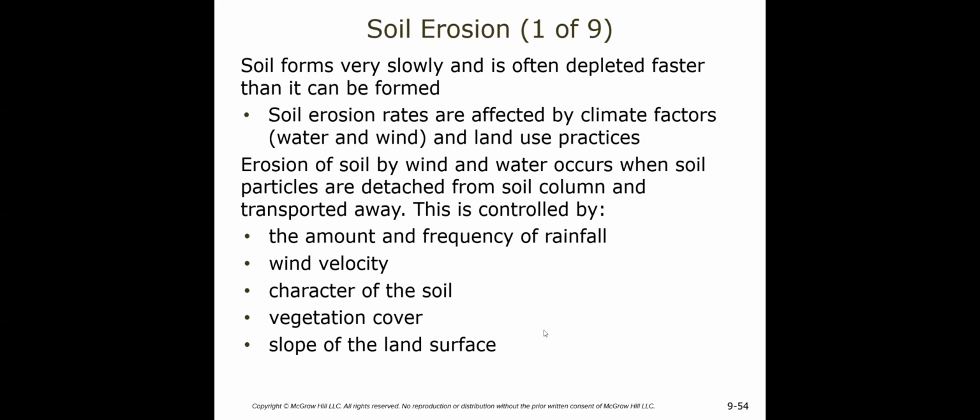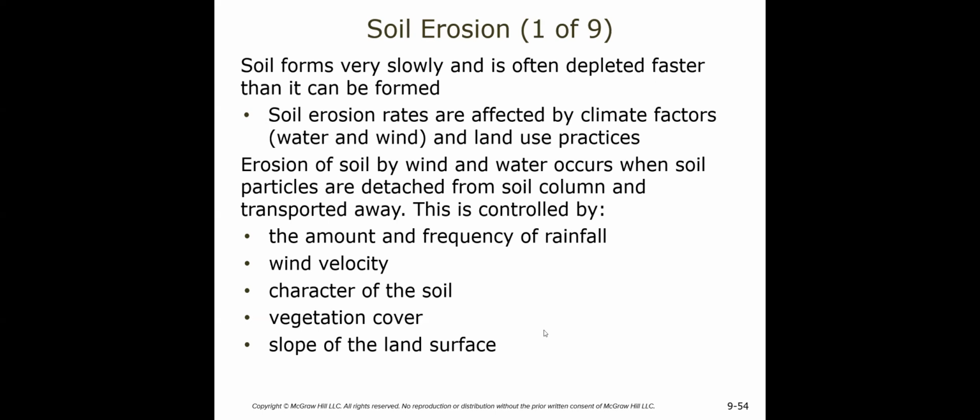Erosion of soil by wind and water occurs when, again, those particles become detached from the soil column and can move around. Dust floating in the air is soil erosion. It's taking rock particulate and putting it in different locations. The more vegetation cover you have, the less likely this is going to happen, but it'll still happen.